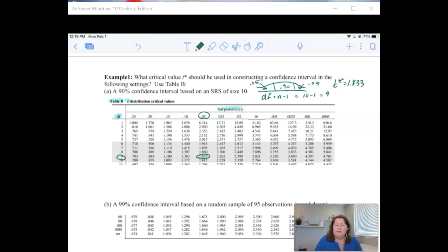Right? So this would have normally been the number that you would have gotten from inverse norm. So this is the way we use it in our table. Okay, and this table is again in the back of your booklet. Just look for it to say table B, but more importantly, it just should say t distribution critical values. Okay, let's try that one more time.